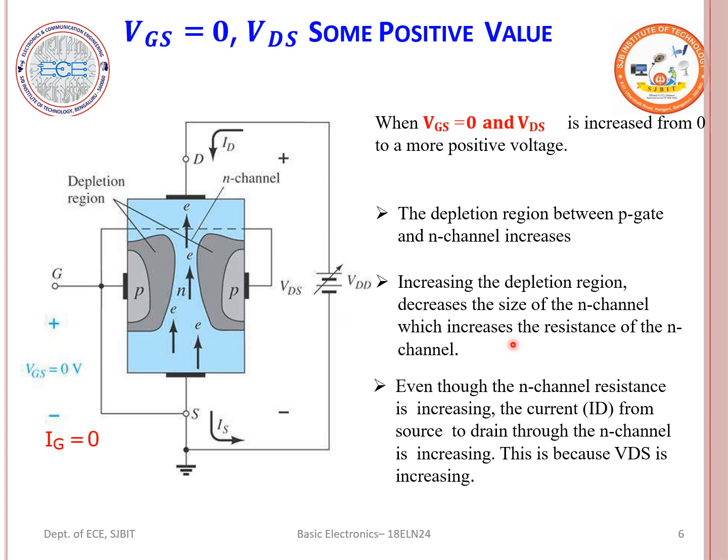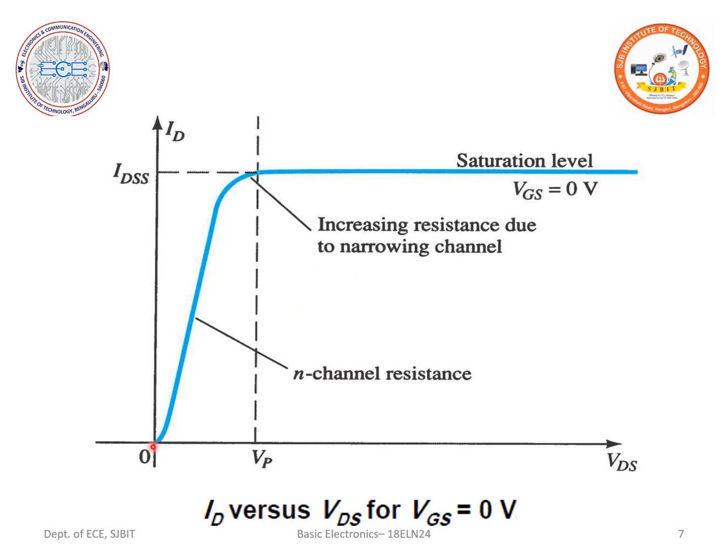Now with this concept, let us plot a curve of ID versus VDS. Once we plot the graph of ID versus VDS, as we can observe here, initially the drain to source voltage VDS is equal to 0. As I increase my VDS, I can observe my current ID is also increasing. In this region, I can say my JFET is in the ohmic region.